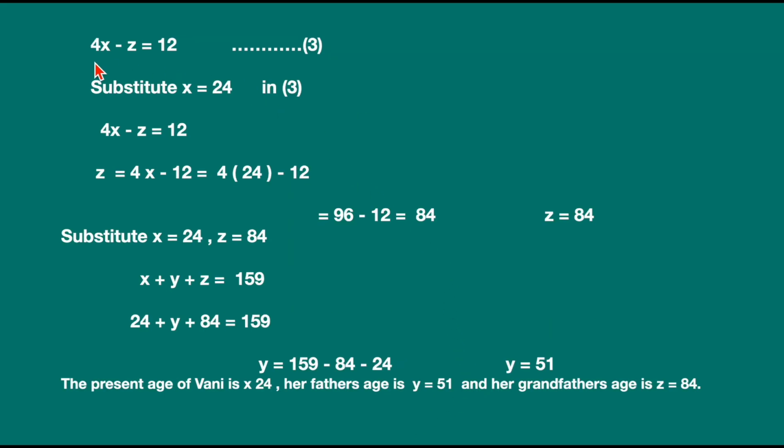Now let's take the third equation. Substitute the value of x. You will get the value of z. Z is grandfather's age. You solve it, you find z = 84. Now you know Vani's age, you know grandfather's age. Now we have to find out the father's age, that is the value of y. Take the first equation, substitute x and z, simplify, you get father's age y = 51. So this is the answer.